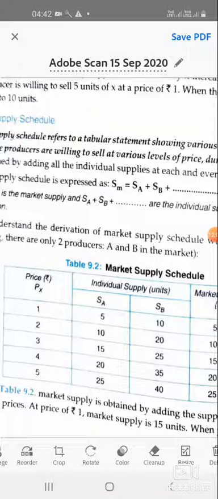Now, in the next class I will teach you about the slope of the supply curve and the law of supply, and the important exceptions to the law of supply and the reasons for the law of supply. We will discuss these in the next class.